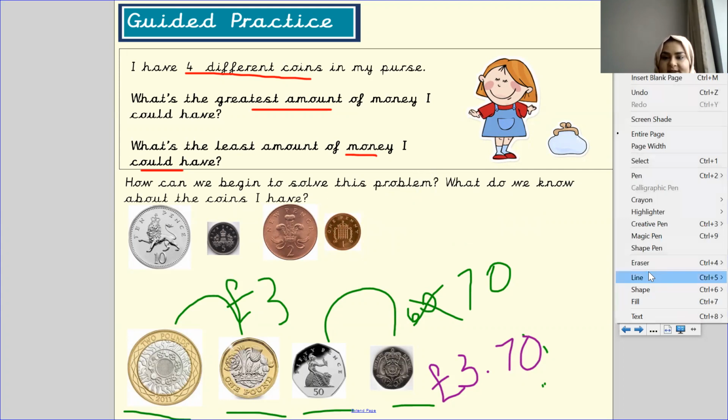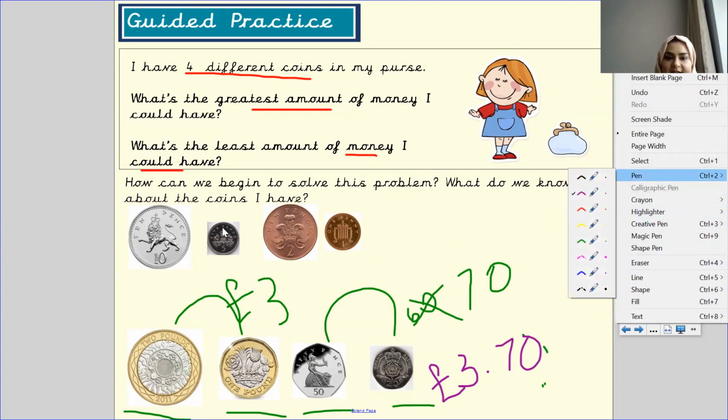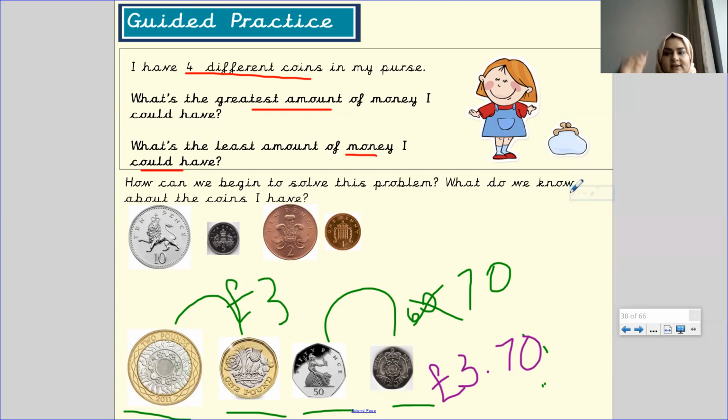So the smallest amount that I could have is 10 add 5, which is 15. Okay, 10, 11, 12, 13, 14, 15. Add 2, 15, 16, 17. I'm going to lock 17 in my head, then add one more, 17, 18. So the smallest, least amount of money I could have using four different coins, 1, 2, 3, 4, is 18p.